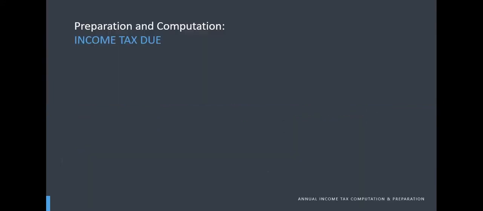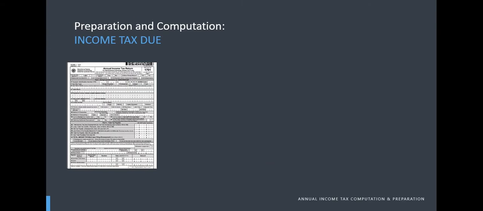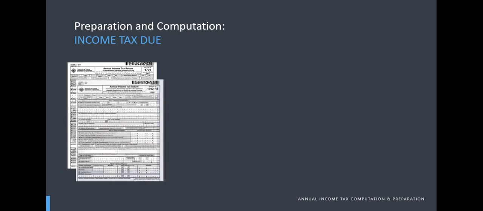Now that we know the basic information that we need to know, we'll proceed with the preparation and computation of the income tax returns. We have two kinds of annual income tax return: the 1701, which is for individuals, and 1702 RT for corporations. So how do we compute for the income tax due?